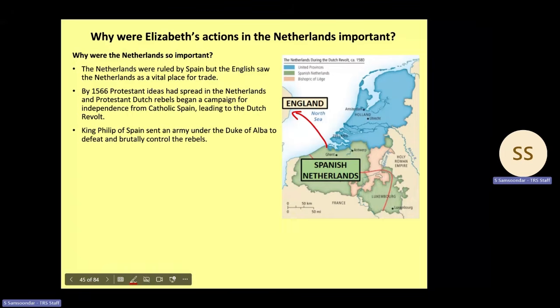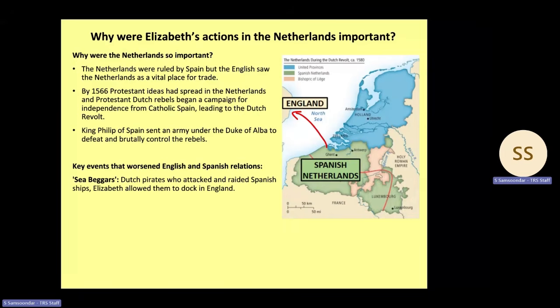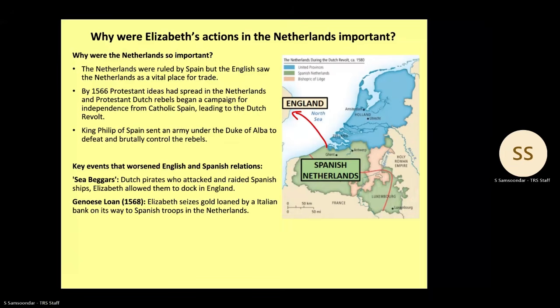From a revision point of view, it's useful to know that there are 3 key things that Elizabeth does. So if you can learn these 3 things, that's really beneficial for you. The first indirect support she provides to the Dutch is in the form of sea beggars. Sea beggars are Dutch pirates who attacked and raided Spanish ships. Elizabeth allowed them to dock in England so they could restock, go out and attack Spanish ships. But she also allowed Spanish ships to dock in England. So it looked like she wasn't taking sides.